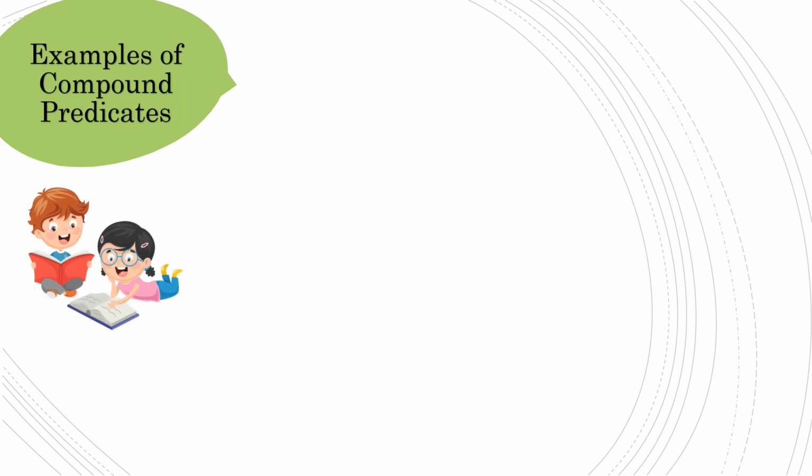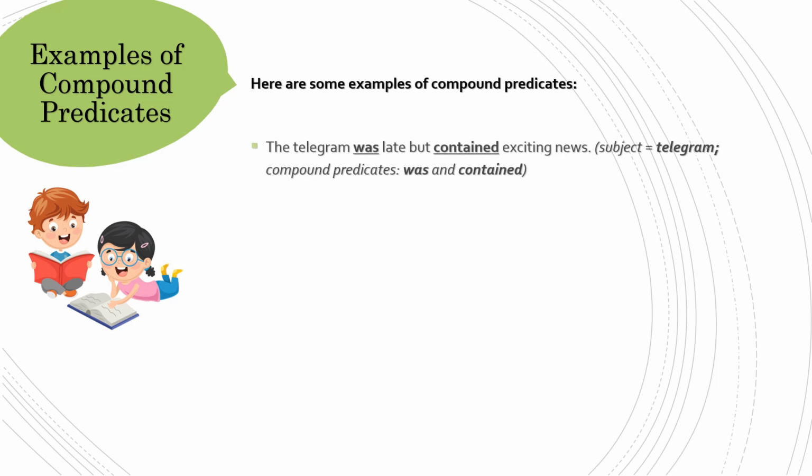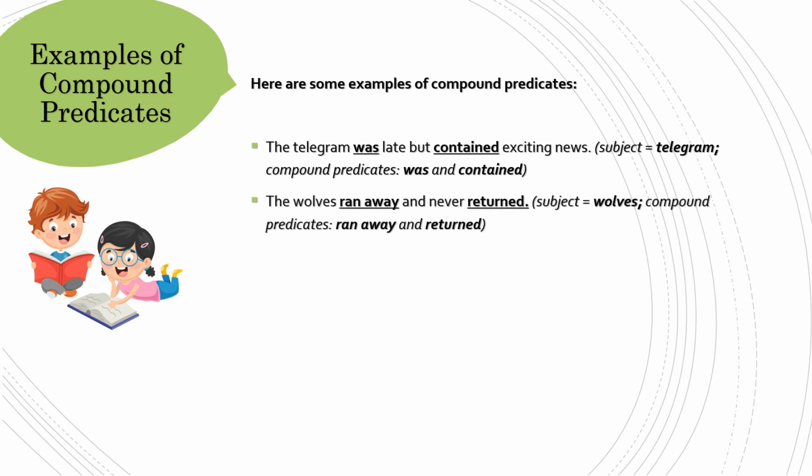Examples of compound predicates. Here are some examples of compound predicates. The telegram was late but contained exciting news. Subject is telegram, compound predicates are was and contained. The wolves ran away and never returned. Subject is wolves, compound predicates are ran away and returned.